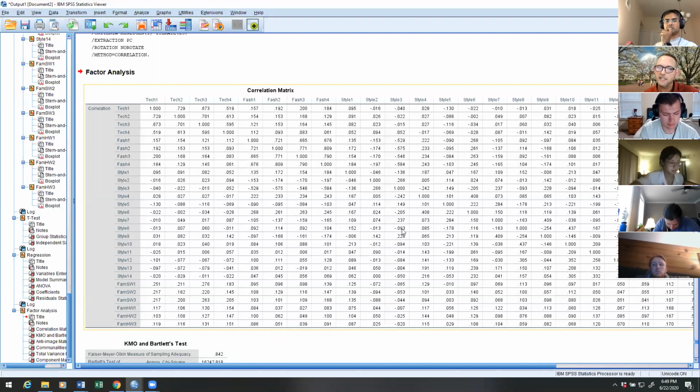So if I'm looking at this, I look at these tech variables, and I look at the size of the correlations in the tech variables, and I see a .7, .729, .673, .7061. This .519 may be a little lower, but I'm presupposing that these tech variables are going to fall together, and if they do hold together, I would expect them to have pretty high correlations with each other. And they're okay, they're not bad.